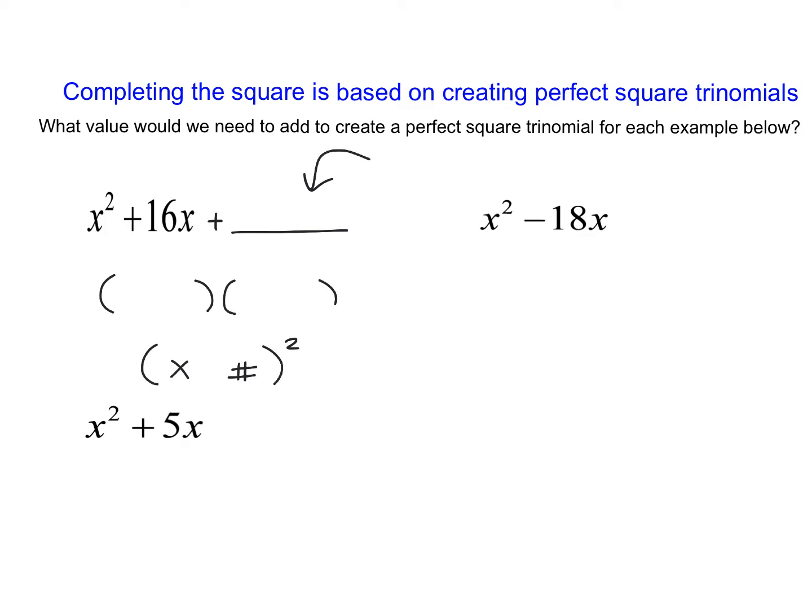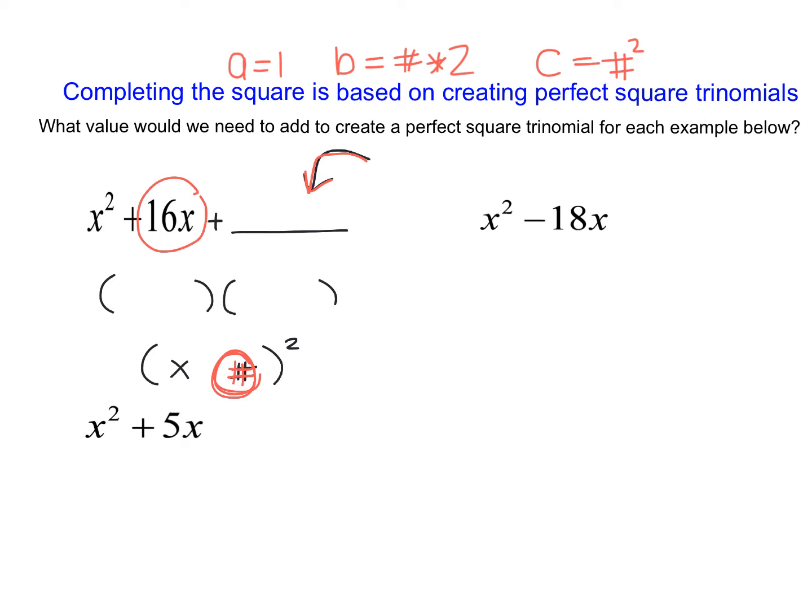If we remember the patterns from the previous page, we know that a was always equal to 1. We also know that b is going to be equal to whatever our number is inside of here, times 2. So that's going to relate to the 16x here. And then our c value, which is what we're missing and trying to find, is going to be equal to whatever our number is squared. So we need to figure out what this number is in order to then work backwards and figure out what our missing c value is going to be.